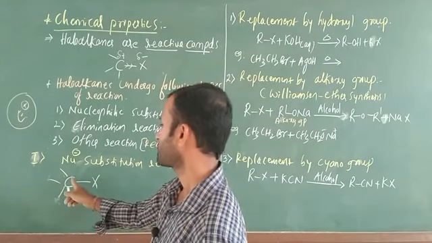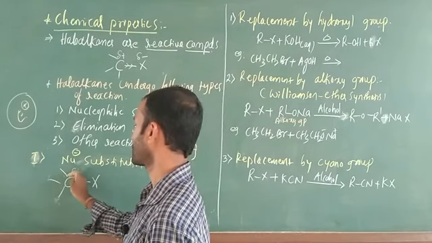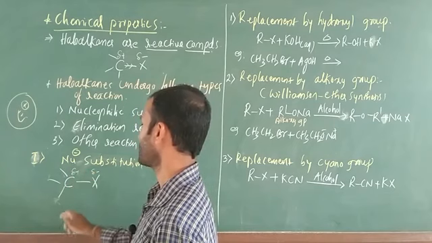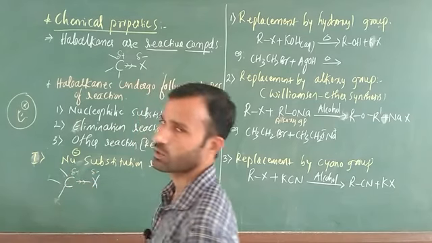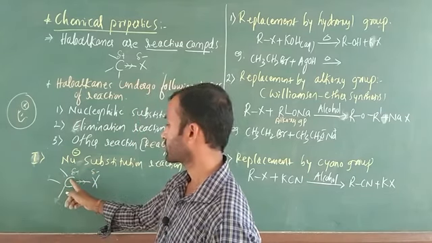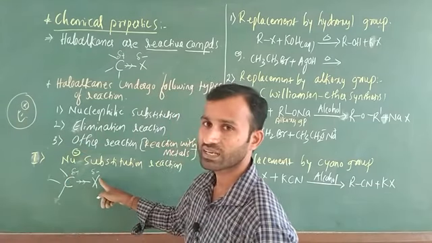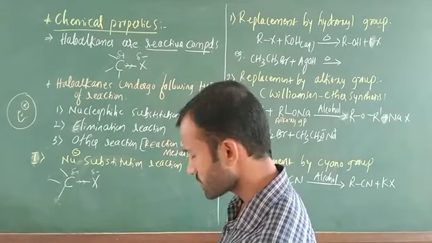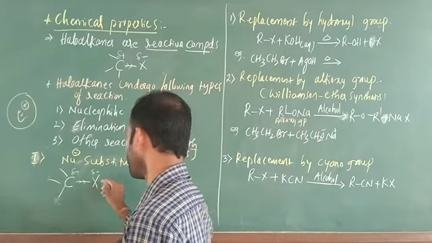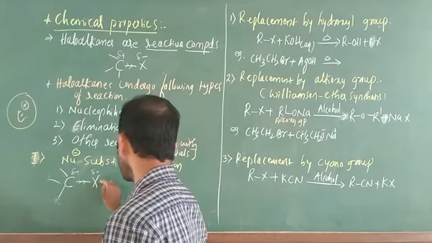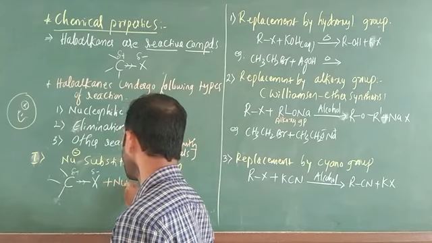In this case, the carbon gets a delta plus and the halogen gets a delta minus. The electron moves from carbon to halogen, so this carbon becomes electron deficient and the halogen becomes electron rich. Now we are going to add a nucleophile. A nucleophile is an electron rich species.